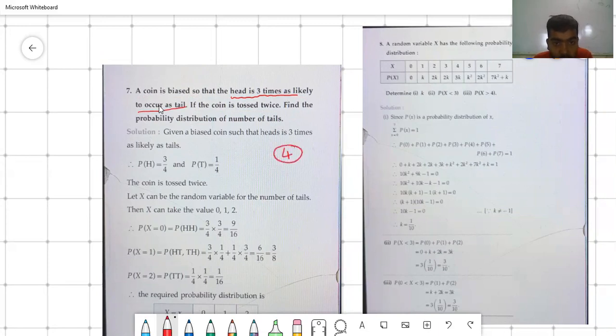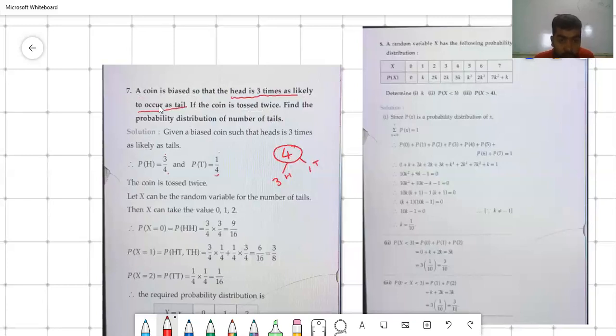In 4 tosses you will get 3 heads and 1 tail. This is already specified, that is given in the question, because the coin is biased. So the probability of head is 3 by 4 and the probability of tail is 1 by 4.